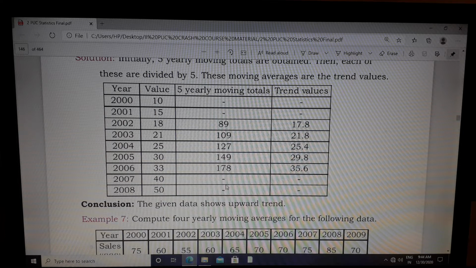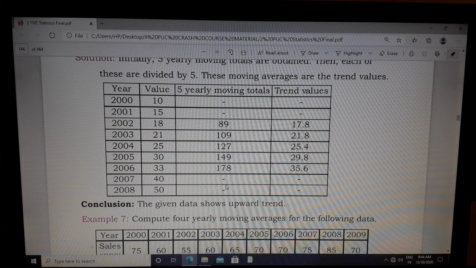Is it not in upward direction? Right? Inclining curve. So the given data shows an upward trend, because look at the trend values. They are in sort of increasing order. By looking at your values also you can understand that it must be an increasing order, because 10, 15, 18, 21, 25, 30, 33, 40, 50, it is increasing order. Accordingly the trend values also definitely we get in an increasing order. Definitely the data shows an upward trend.